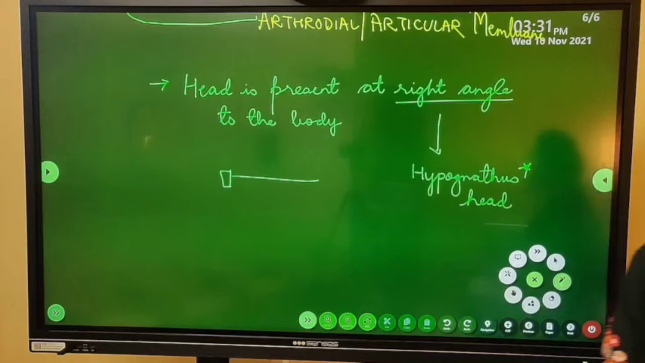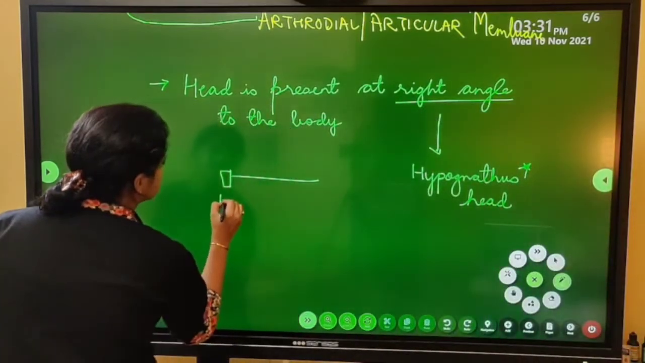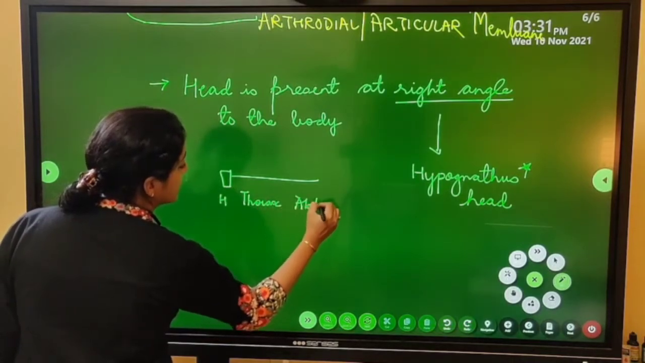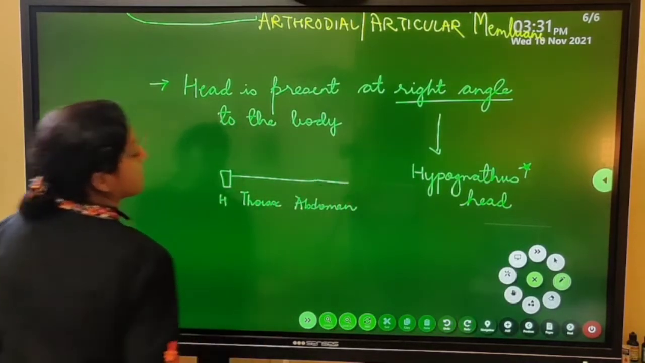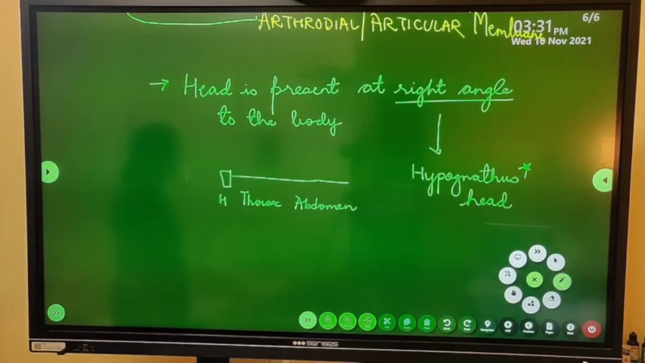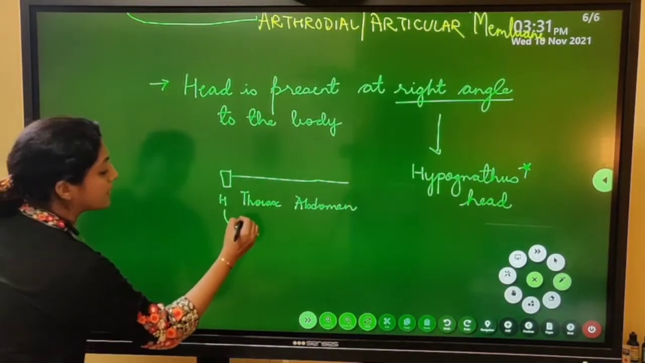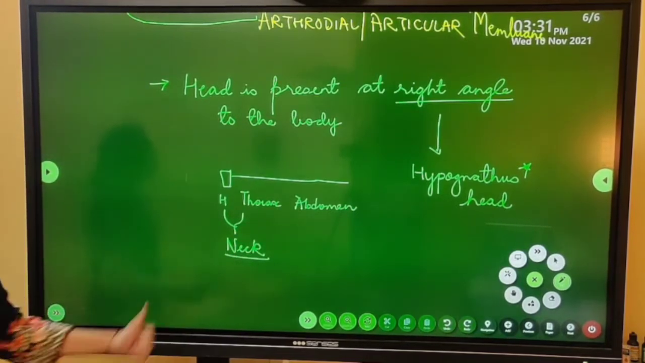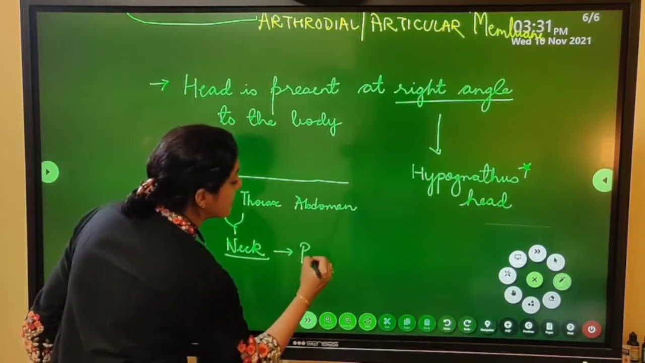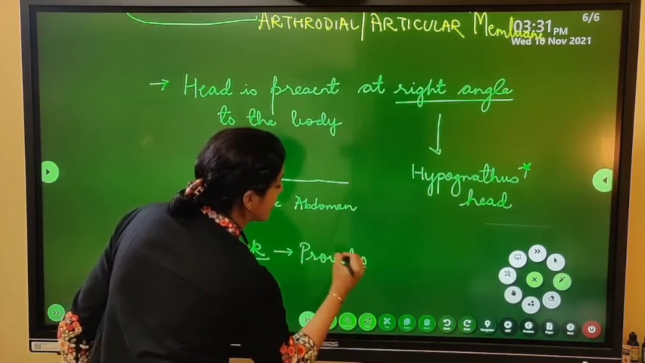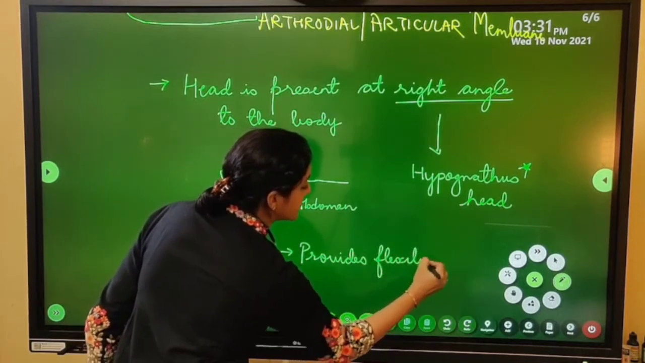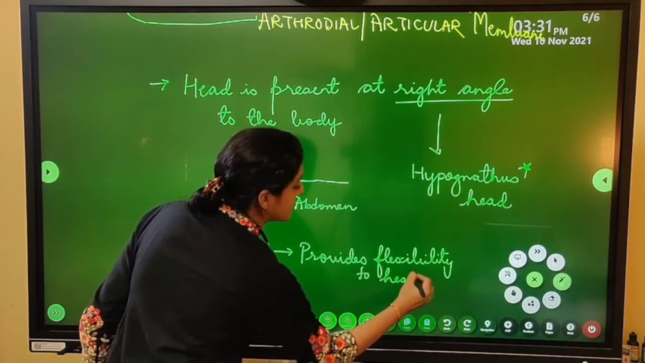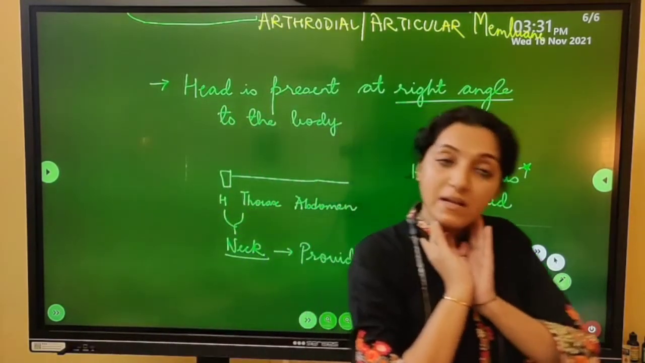Head will be connected to the thorax region. If this is the head, this will be the thorax, and then this will be the abdomen region. So head is connected to the thorax through a neck. This neck provides flexibility to the head. जैसे हमारे हेड को फ्लेक्सिबिलिटी प्रोवाइड करता है हमारा नेक.